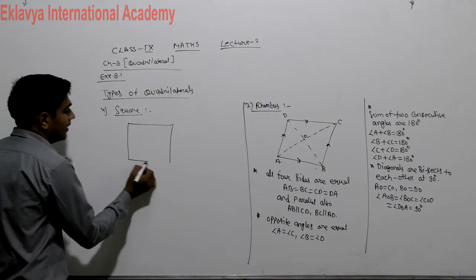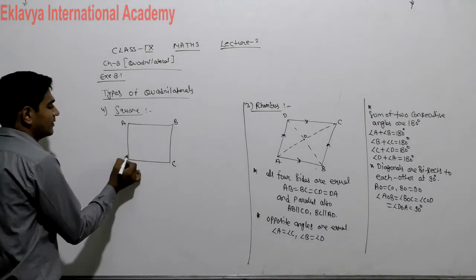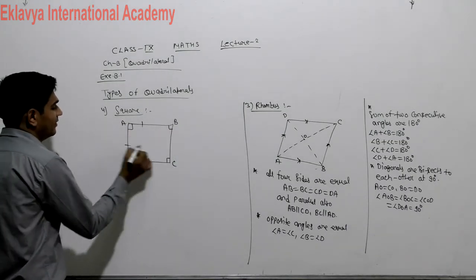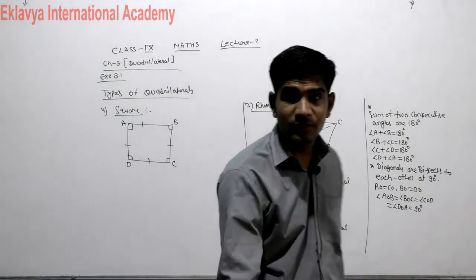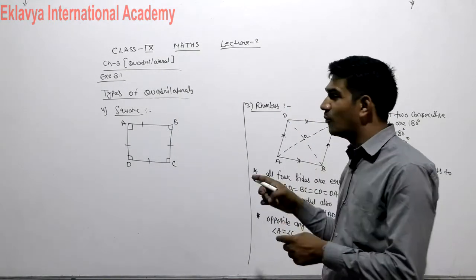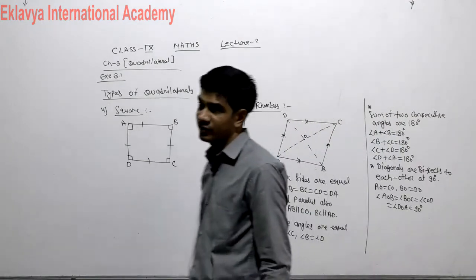When does a rhombus become a square? If in a rhombus each angle is 90 degrees, then the rhombus becomes the square. Rhombus square में कब convert होगा? If each angle of the rhombus is 90 degrees, then the rhombus is converted into the square.